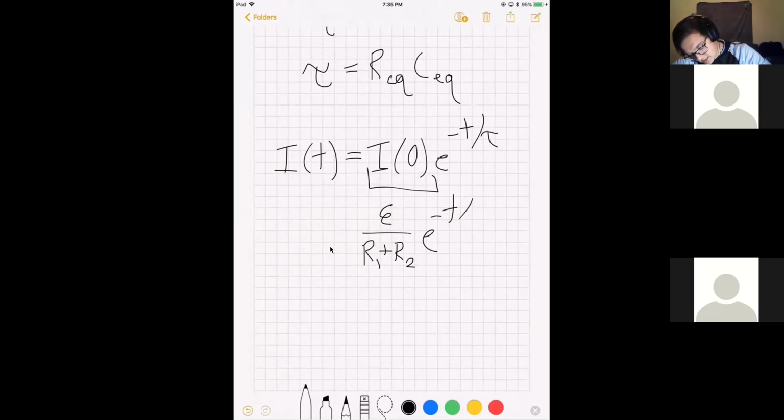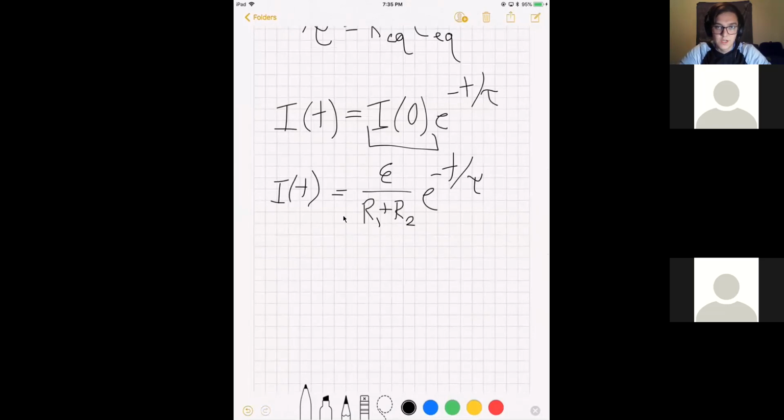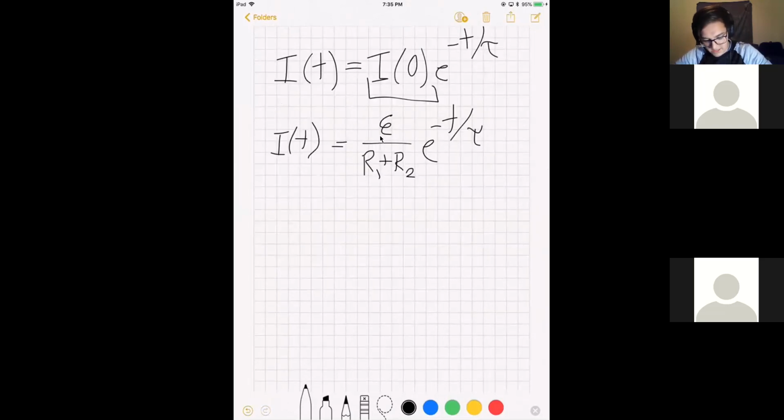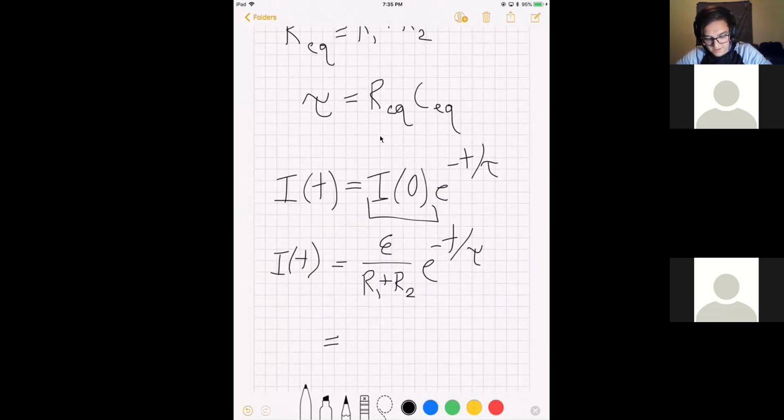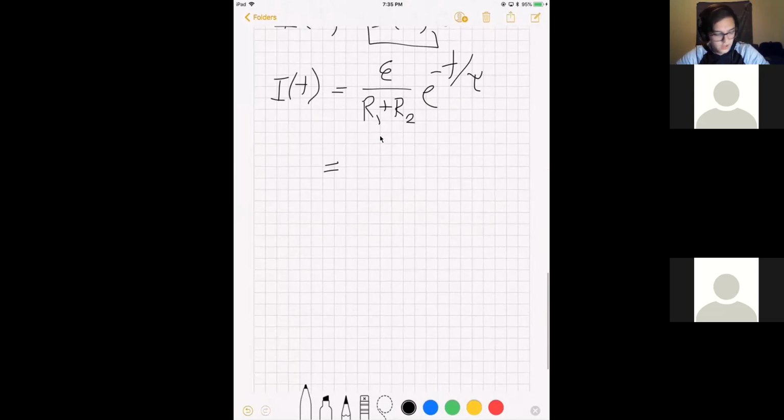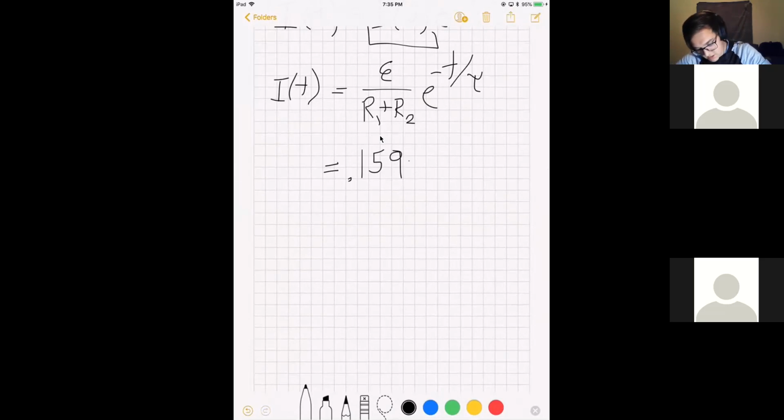I naught times e to the minus t over tau is equal to I of t. So I could plug in any time I wanted into the circuit. It doesn't have to be 2 seconds. It can be whatever I want. But when I do, it's just a matter of plugging numbers into your calculator now, because we remember that this is R equivalent and C equivalent. When you plug those numbers into your calculator, you should get 0.159 or somewhere in that ballpark, which is approximately 160 milliamps. So the correct answer is C. Good job, you guys.